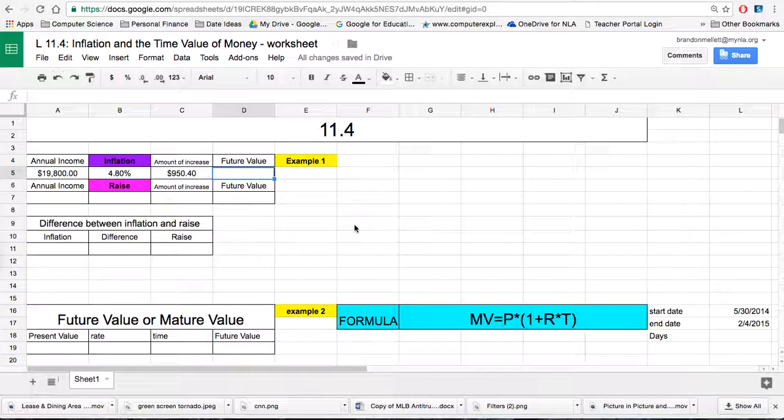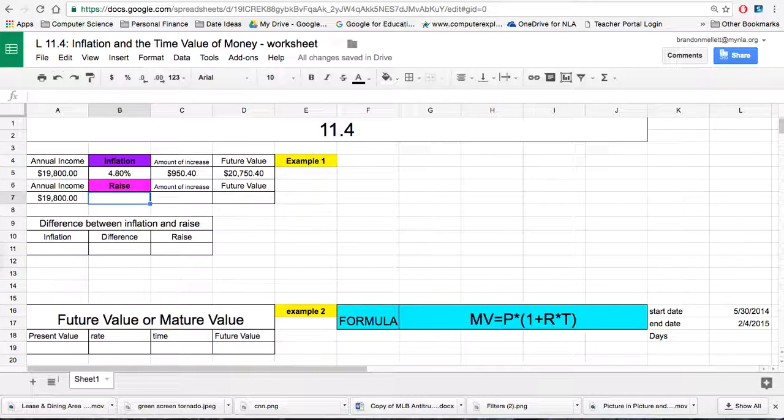Now, we introduced a couple of new terms. Future value. Whenever we refer to future value in this lesson, we are talking about maturity value. So if I say future value, maturity value is the same thing. What would be the necessary maturity value at the end of the year for this inflation and annual income? All we do is add the annual income plus the increase, and we get $20,750.40.